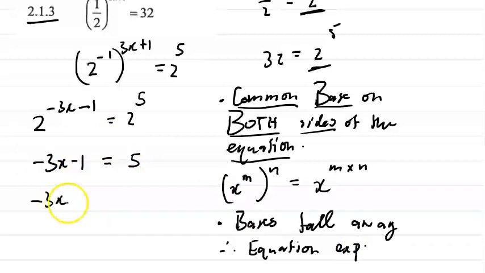So minus 3x equals 5 plus 1. If I take minus 1 to the other side, it will be plus 1. 5 plus 1 is 6. Divide both sides by the coefficient of x, which is negative 3. So minus 3x over minus 3 is x, and 6 over minus 3 is minus 2. Therefore, x equals minus 2. Let's go check out another example.